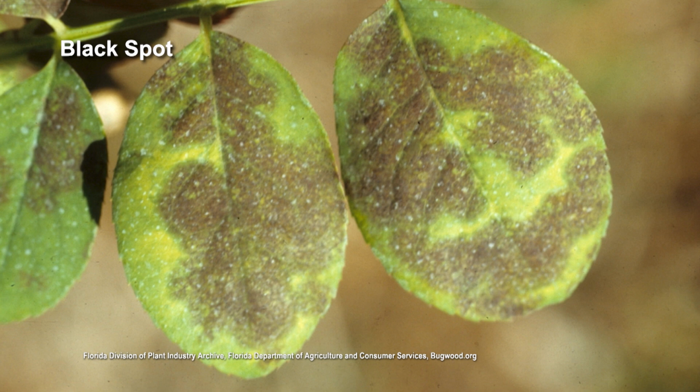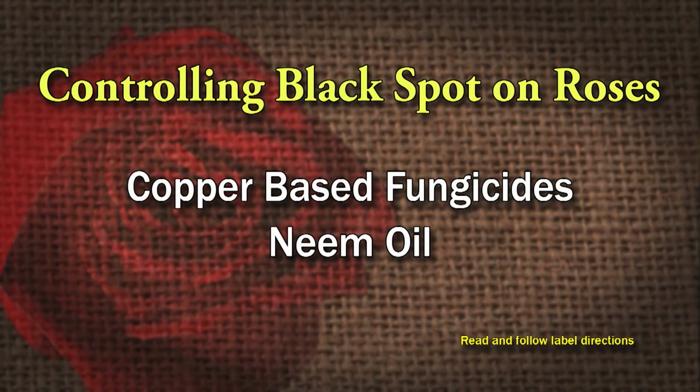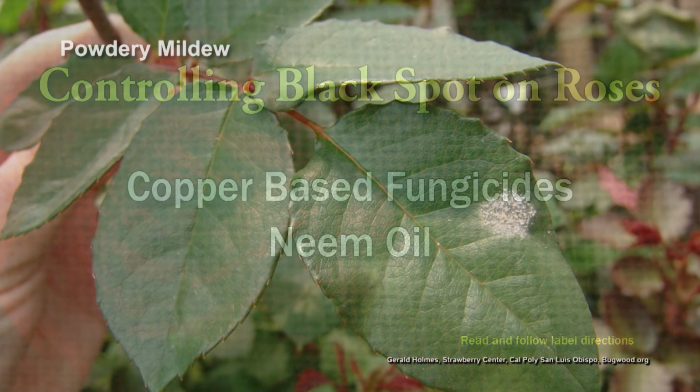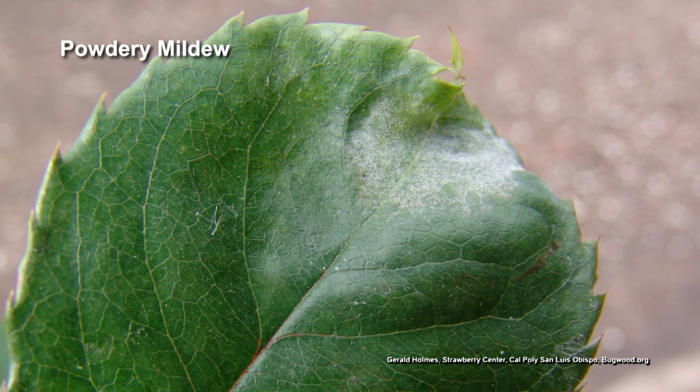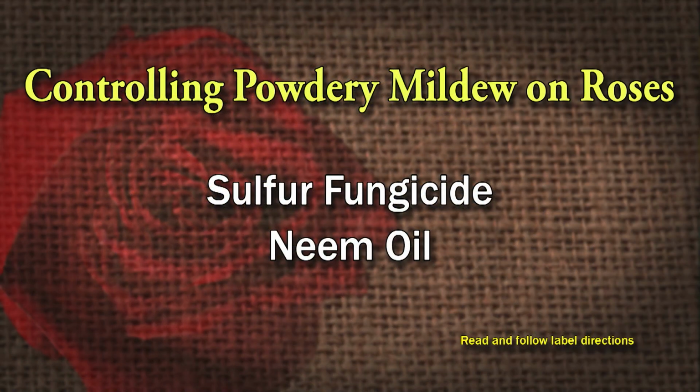If it's black spot, you can use a copper-based fungicide, or neem oil is something else you can use. Or could it be powdery mildew, which has to do with humidity, right? With powdery mildew, you can use sulfur or neem oil. I'm all about using the low-impact pesticides.